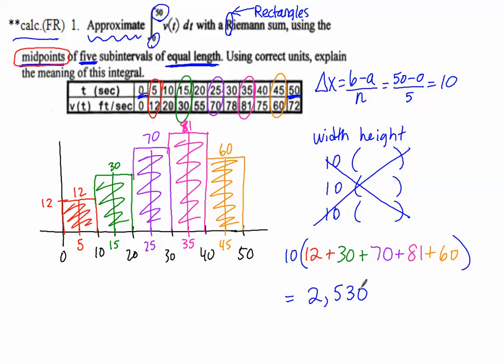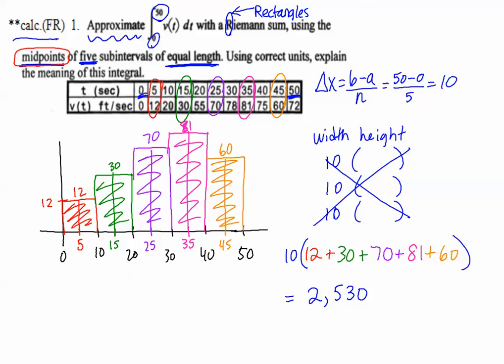So we've approximated the Riemann sum. We show the work, very necessary for a free response. We've shown that work. We've shown a simplified answer, not necessary for a response. This is the part that's mostly looked for. Then explaining the meaning of this integral, using correct units.